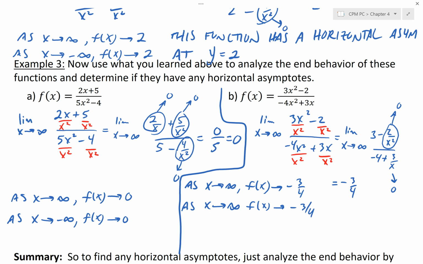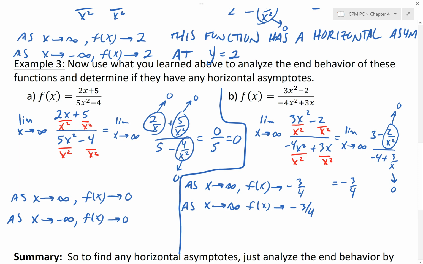Okay, so let's check in and see how you're doing here. In the first one, the highest power of x in the denominator, again, is x squared. So I divided everything by x squared. And when I did that, all the fractions that had still an x remaining in the denominator are approaching 0.